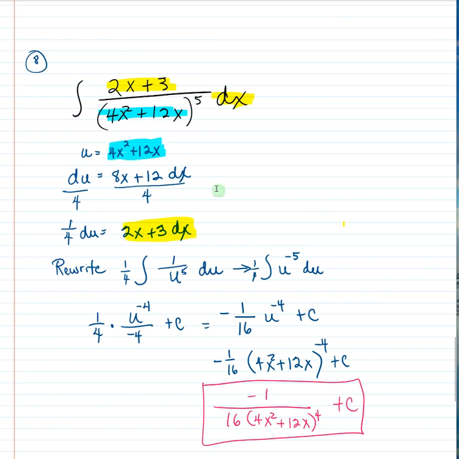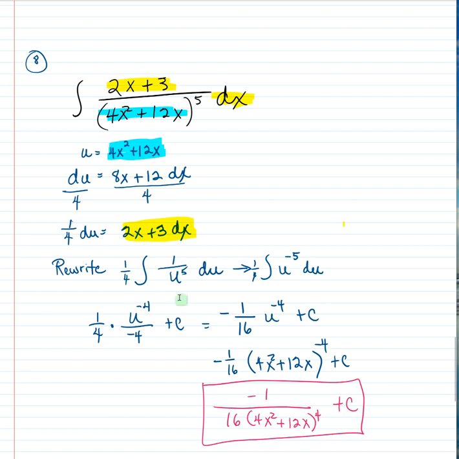Our last one, number 8, is integral of this quotient. So if I let u be 4x squared plus 12x, if I take the derivative of that, I get 8x plus 12 dx. I don't have that up there, but if I divide by 4 on both sides, I do get 2x plus 3 dx, and I have 1/4 du. Rewrite as 1/4 the integral of 1 over u to the 5th du. And so that's the same as if we make that u to the negative 5 du.